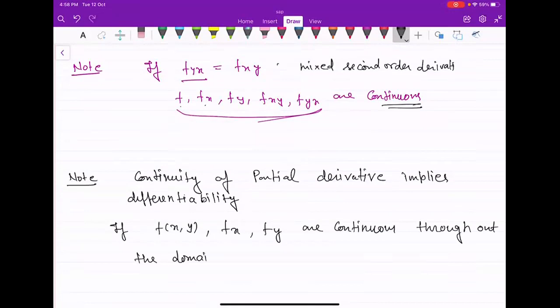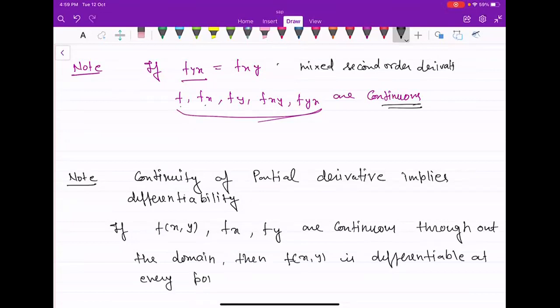Throughout, I should not say only R. R does not just mean that it is one dimension. It is a big domain. Okay, throughout the domain, then f is differentiable at every point of the domain.